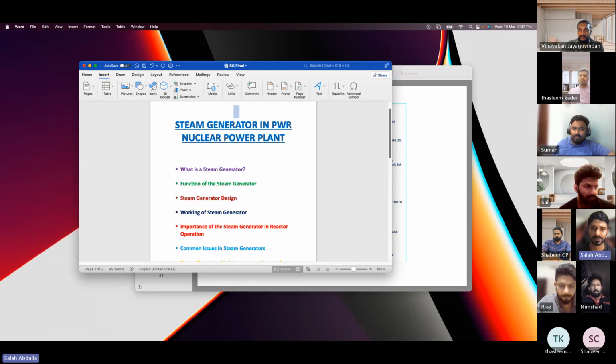And what is the importance of a steam generator in reactor operations? For thermal efficiency, we need optimal electricity generation. So we need efficient heat transfer, then we can ensure how much electricity we can generate. So there is a very important role of the steam generator in a reactor.